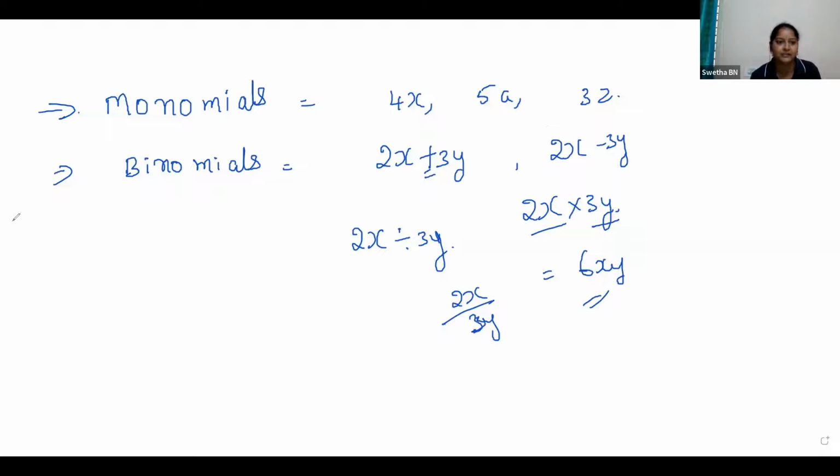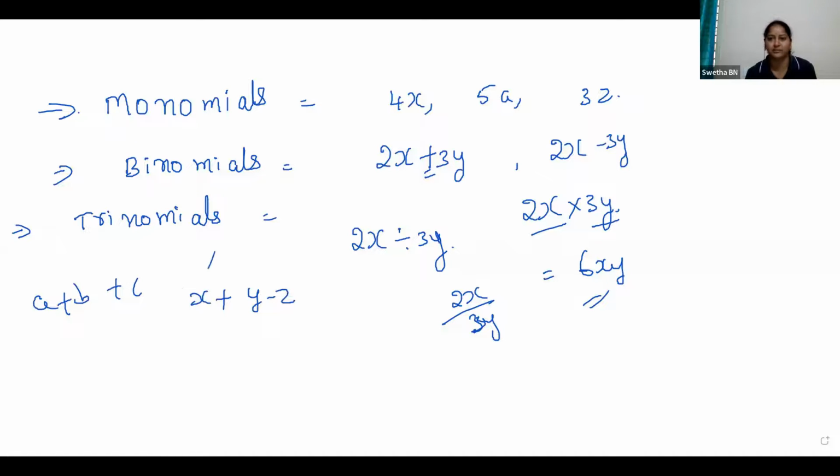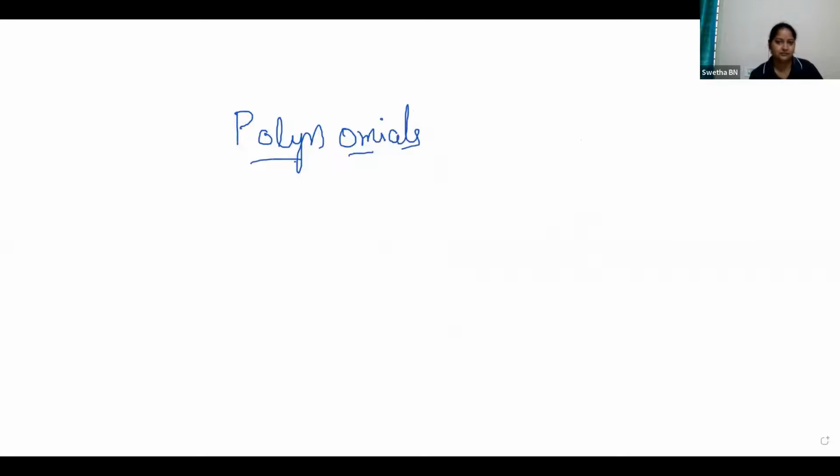Good. And the third one is trinomial. Tri is nothing but 3 terms. So a plus b plus c or x plus y minus z, these are all trinomials. Okay. So if there are 2 or more terms, generally we call it polynomials. Good.